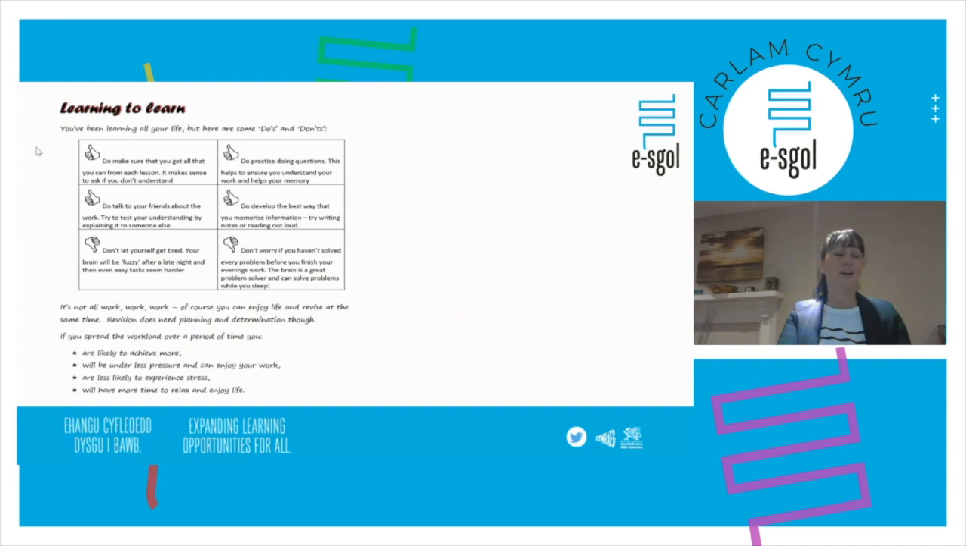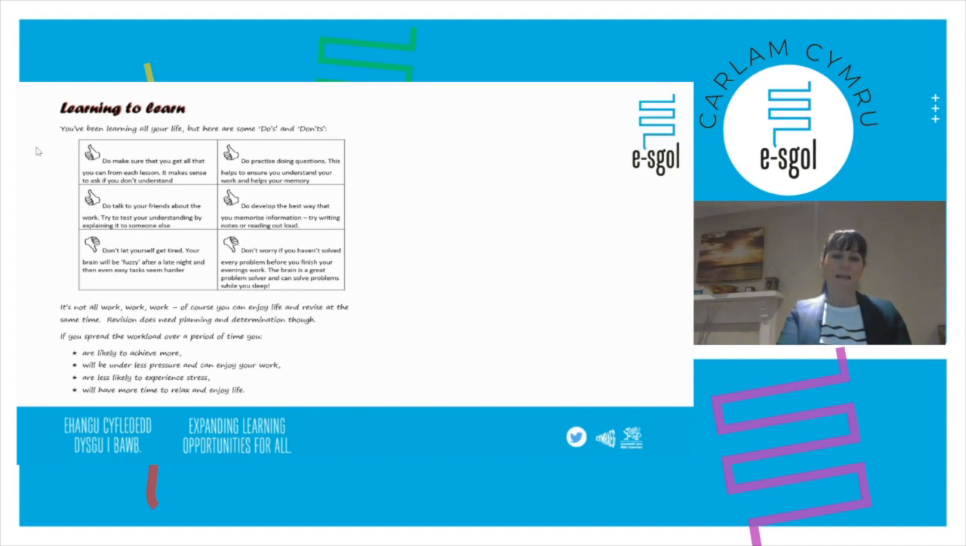So, learning to learn. You've actually been learning all your life, but here are some do's and don'ts when it comes to revision. Do make sure that you get all you can from each lesson from now on in. Your teachers will be giving you a lot of tips and suggestions, and it makes sense at this point, if there are things that you don't understand, that you ask. Do practice doing questions. This certainly helps you to ensure you understand your work and helps your memory. Do talk to your friends about your work. Try and test your understanding by explaining it to someone, and develop the best way for you to memorize information. As we know, you will be different to some of your friends, and what suits you might not suit them.